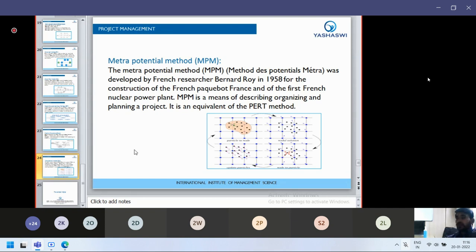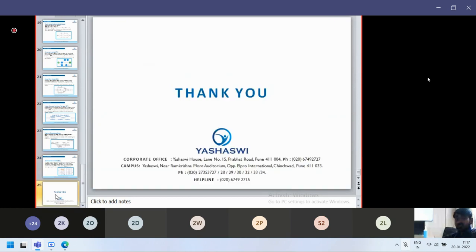These require scientific formulas. These are all the techniques. As its name indicates, the Metra Potential Method was described by a French scientist in 1958, and it is similar to PERT, used for nuclear power plants. This is the Metra Potential Method. Now we will stop here today.